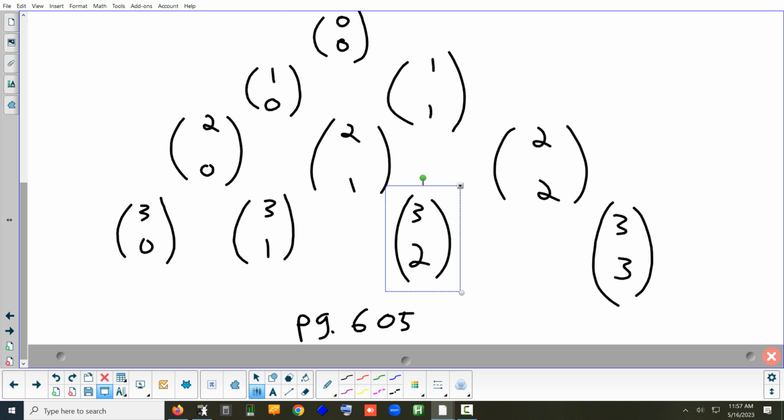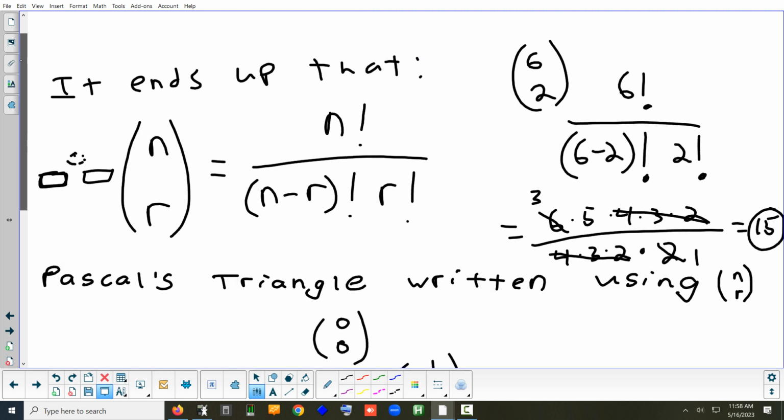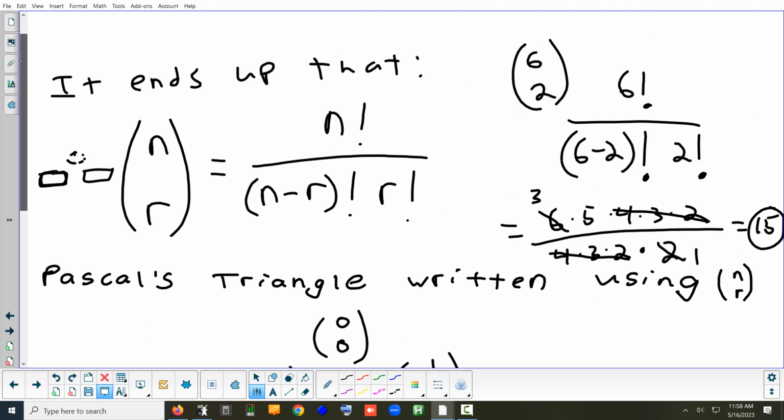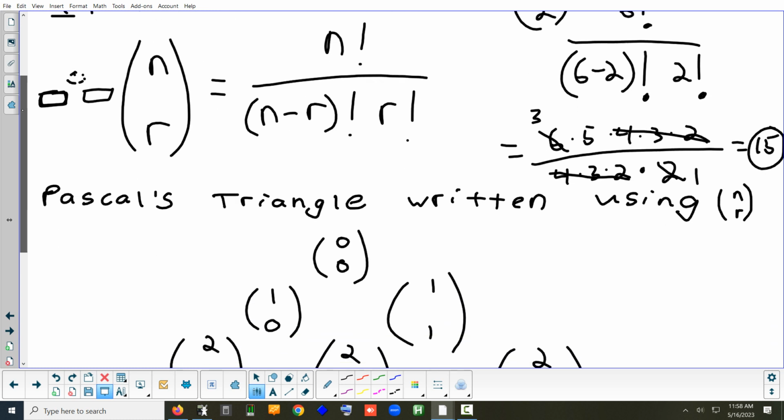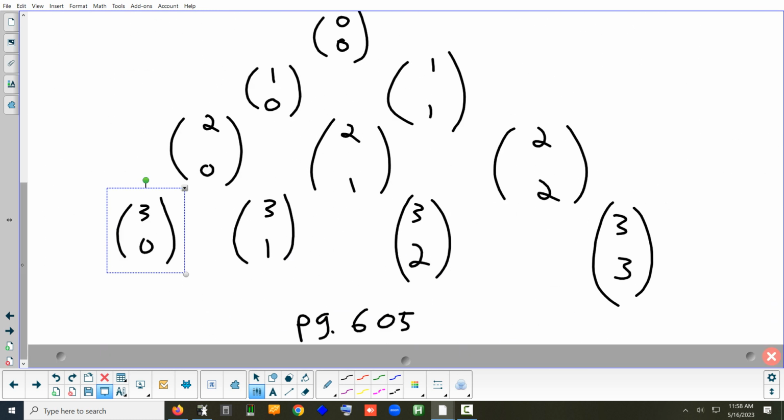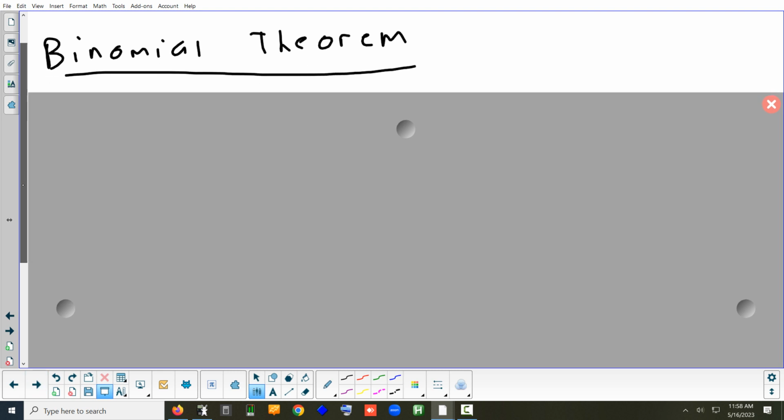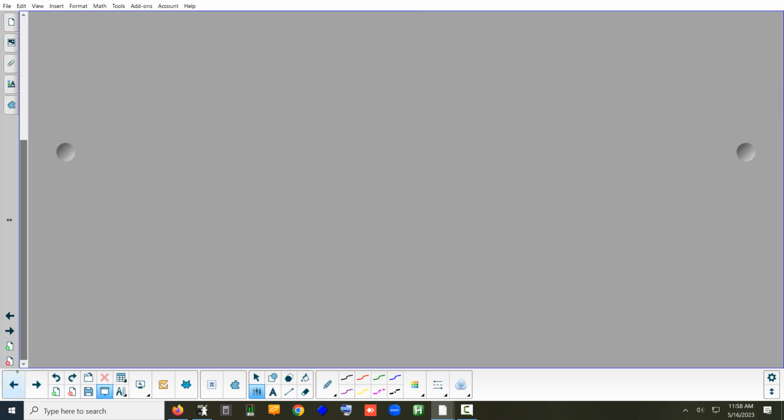You want to know what's in row 15, column 7? Well, just use the formula where n is 15 and r is 7, and do it out with the factorials. And so we'll try doing out one more of those factorial kind of problems, and then we'll stop. Let's see. Put it on this page.